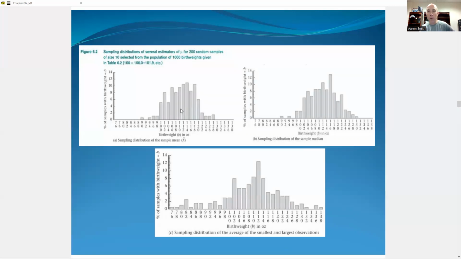Now, on average, X bar, the median, and average of the two extreme values are going to be centered on where we want them to be. But you can see that this one is more spread out than the others. This one's going to have the least variance because you can see everything's clustered more towards that center. Therefore, this is the least variance one that we could possibly get.